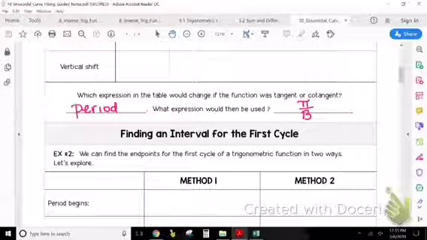Amplitude. Because you told me that amplitude is from the midline to the maximum, correct? What's the maximum on tangent? Infinity, right? So, can we have an amplitude if there is no maximum? You can't have amplitude if there's no maximum, okay? So, tangent and cotangent don't have amplitude.